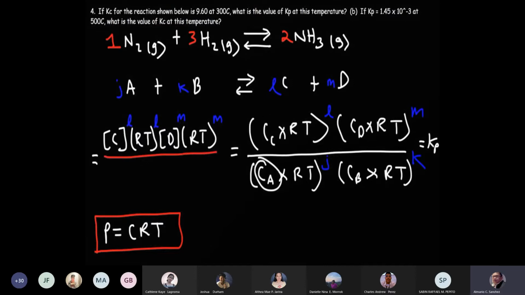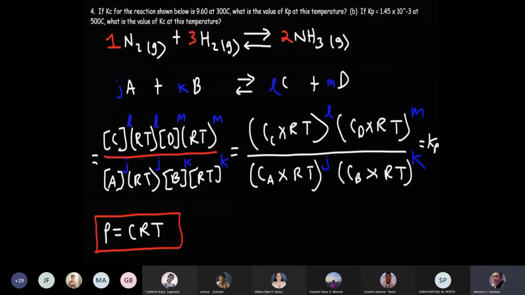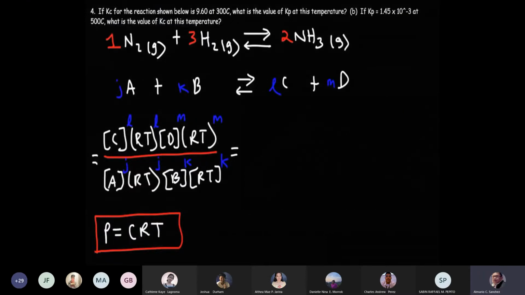Now the concentration of A, we can simply put in brackets as well, and then times RT, and those two will be raised to the J power. And then we have the concentration of B, which is raised to the K power, times RT, which is also raised to the K power. And this is still equal to Kp.